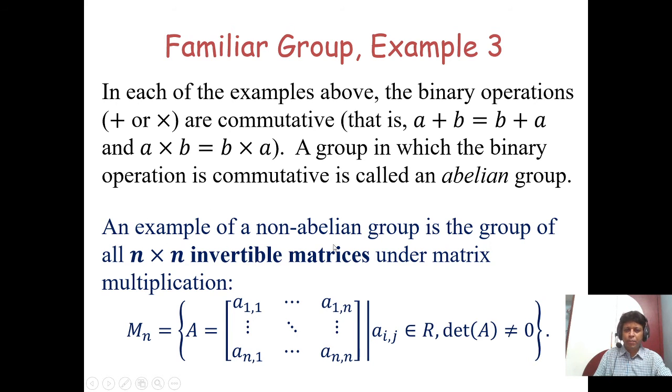And as an example, a non-abelian group is the set of n cross n invertible matrices under matrix multiplication. You know that matrix multiplication is not commutative in general. So this is an example of a non-abelian group. All n cross n non-singular matrices form a non-abelian group with respect to multiplication.